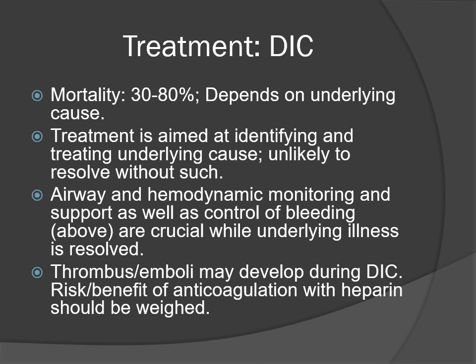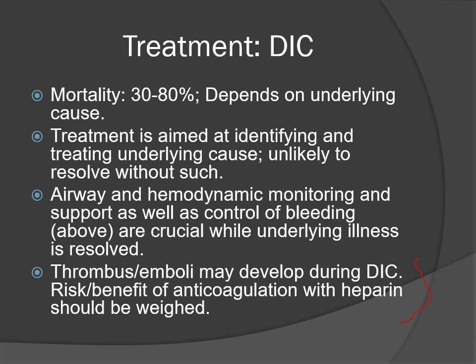So here's a little note, guys. It says thrombus and embolus may develop during DIC. Risk of anticoagulation with heparin should be weighed. So you're going to see a lot of range of patients with DIC, and you're going to see patients who come in with a platelet count of 10,000. You're going to see patients with a platelet count of 80,000. You're going to see patients who've had 5 ischemic strokes and patients who have no risk factors. So some institutions, some folks do anticoagulate patients who have less bleeding risk factors and more clotting risk factors.